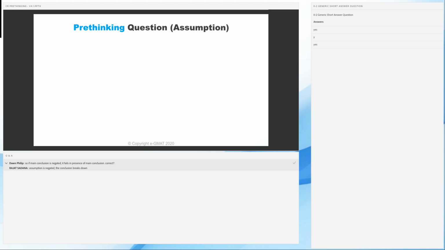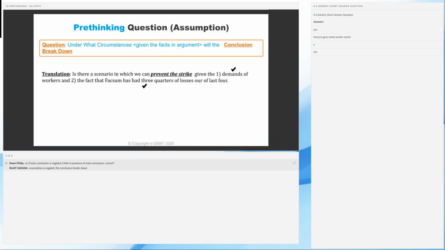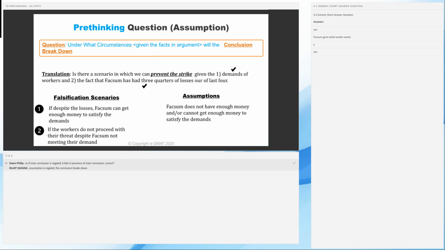Okay. So, same pre-thinking question. Under what circumstances, given the facts and the argument, will the conclusion break down? In other words, the translation is: is there a way in which we can prevent this strike given the demands of workers? So that's number one here. And then given the fact that Faxam has 3/4 of losses out of the last 4. So is there a way that we can prevent the strike? There are 2 ways to do that. One is if despite these losses, Faxam can get enough money, all right? Or if workers are just threatening and they don't proceed with the strike despite Faxam not meeting their demand.